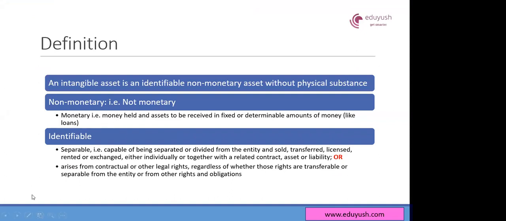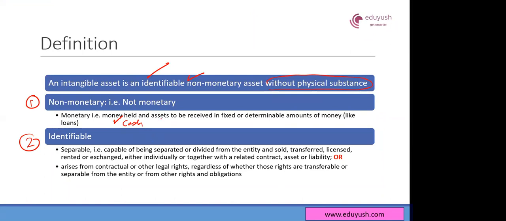So an intangible asset is an identifiable non-monetary asset without physical substance. We all know the meaning of without physical substance. The two new parts are non-monetary and identifiable. When I say non-monetary, it means the opposite of monetary. So what is monetary? It is money held. Suppose you have cash, okay, it's a monetary asset.